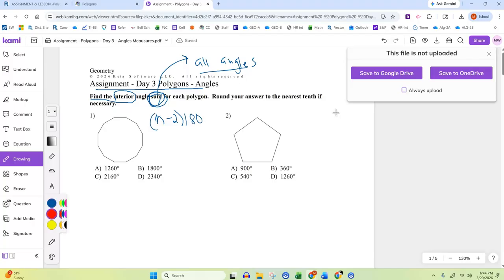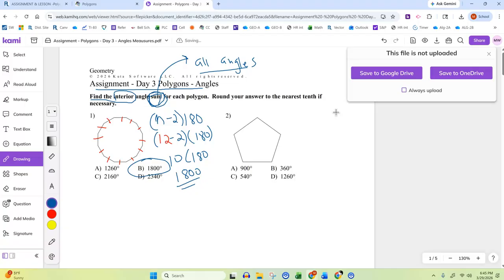So what do we have? We have how many sides? So we're going to count them. 1, 2, 3, 4, 5, 6, 7, 8, 9, 10, 11, 12. So we're going to go 12 minus 2 times 180. That would be 10 times 180. That's going to be 1800, okay? So there you go. So that's how you do it.